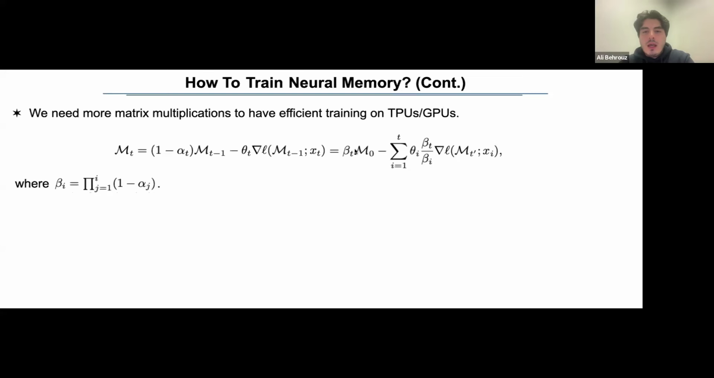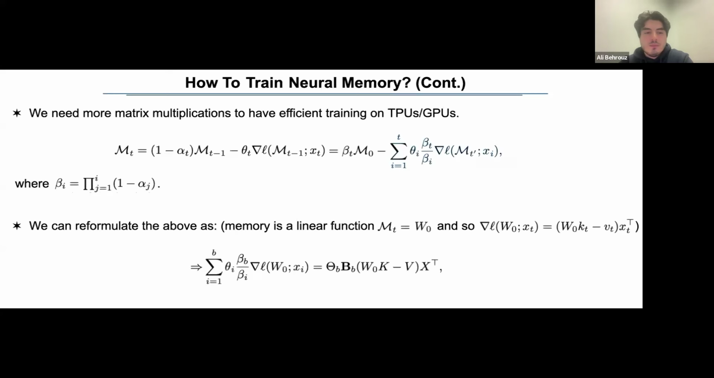And if we do that, we need this initial state. So basically we have beta t m0, and beta t is just the multiplication of 1 minus alpha j from 1 to t. And so we have beta t m0 minus this summation that we have here. The calculation of the first part is very simple, just a simple multiplication. So we just need to write this summation as a matrix multiplication.